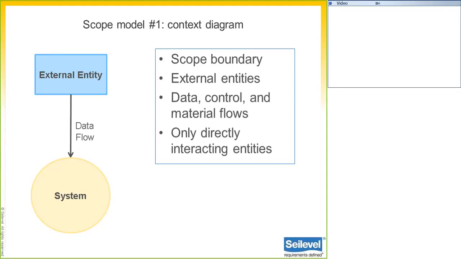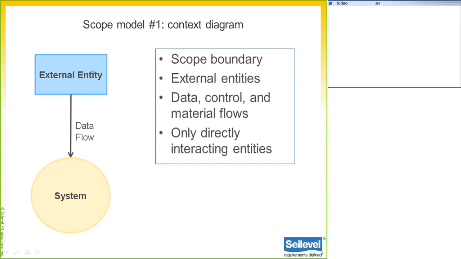Some people think of this as a top level in a data flow diagram because you can show data or information flowing to and from the system and through the interfaces. This model only shows entities that interact directly with the system, which is important in contrast to another model, which we'll see in just a moment.